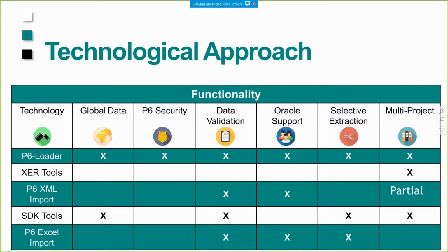So when I'm talking about global data, we can load calendars, we can load codes, we can load project codes, we can load notebooks, we can load risk items, we can load virtually anything into P6 using P6-Loader. Now, the only tool that does the same kind of thing is the old Primavera software development kit that would also let you load global data. Now, it won't let you load any of the new stuff like risks or anything like that, but it will let you load project codes and activity code dictionaries.